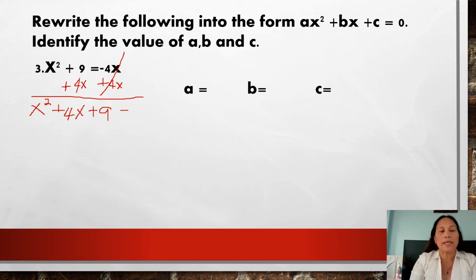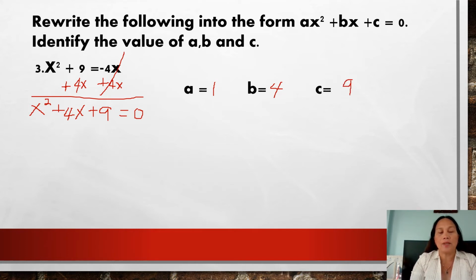On the other side, that would be equal to 0. Now, once it is in standard form, that's when you identify the values of A, B, and C. You cannot identify them before that because it would affect the values of A, B, and C. So, A now is 1, which is the numerical coefficient of x squared. Our B now is 4. And our C is 9.